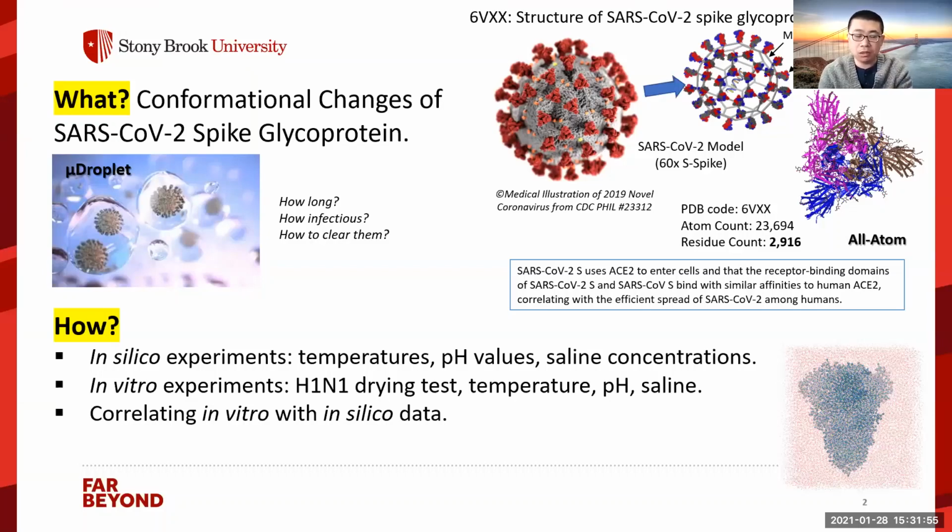What we need to learn from this study is the structural changes of the spike protein as a function of different temperatures, pH values, and salt concentrations. For example, if we know how long the virus can survive on top of a surface, and how infectious it is under different conditions such as temperature, pH value, and salt concentration, we can better protect ourselves from infections, and find better ways to clean the virus from our environments. In today's talk, we would like to present our simulation results and also in vitro experiment results that can help us validate our numerical predictions.